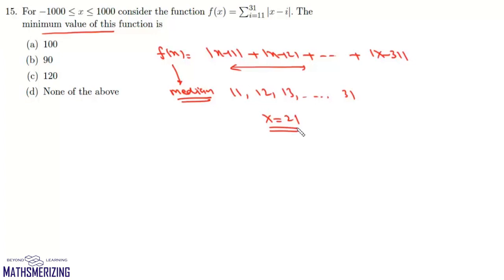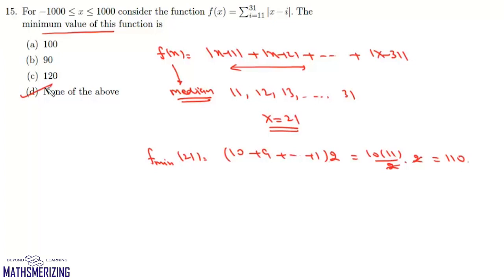So if we put x as 21, we'll get f minimum, and this value will be simply 10 plus 9 plus 1 plus 0, and then we'll get the same series. So we'll multiply it with 2. So it will be (n+1)/2 into 2, which is 110. So the minimum value of this function is 110, and that's your none of these, option number D.